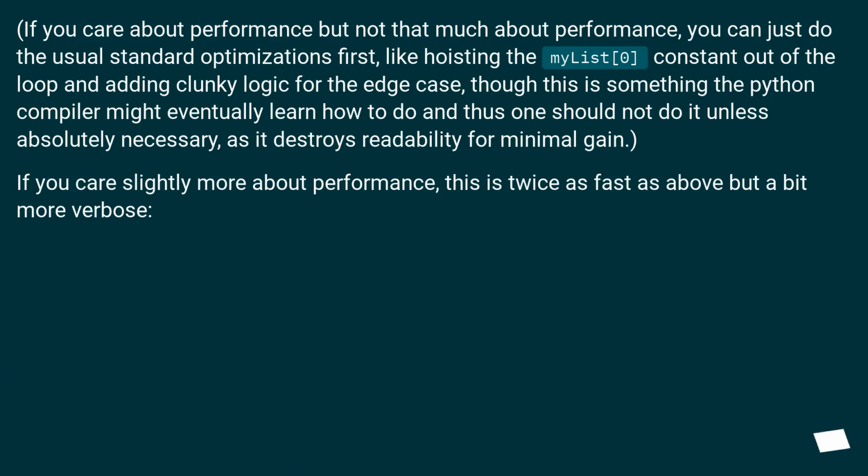If you care about performance but not that much about performance, you can just do the usual standard optimizations first, like hoisting the mylist[0] constant out of the loop and adding clunky logic for the edge case, though this is something the Python compiler might eventually learn how to do, and thus one should not do it unless absolutely necessary, as it destroys readability for minimal gain. If you care slightly more about performance, this is twice as fast as above but a bit more verbose.